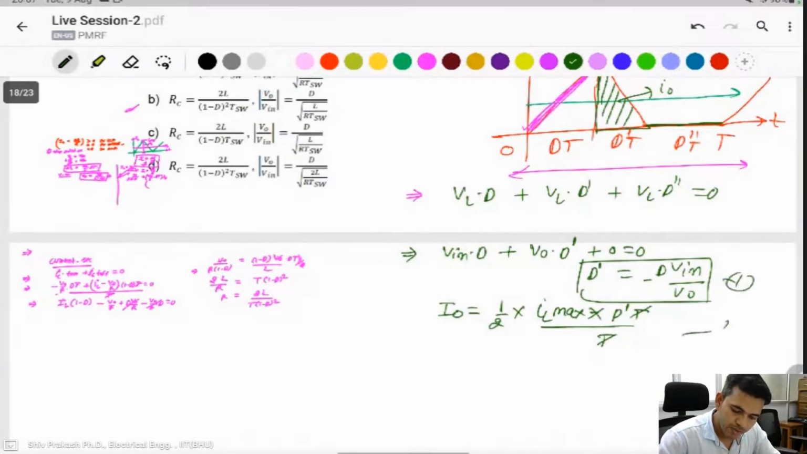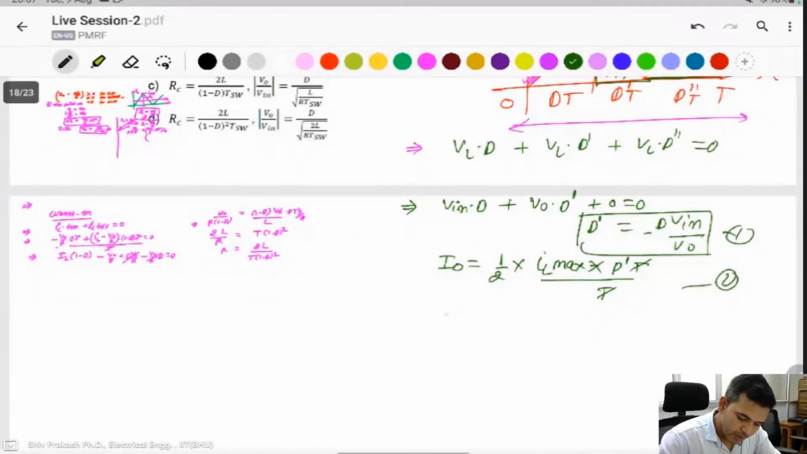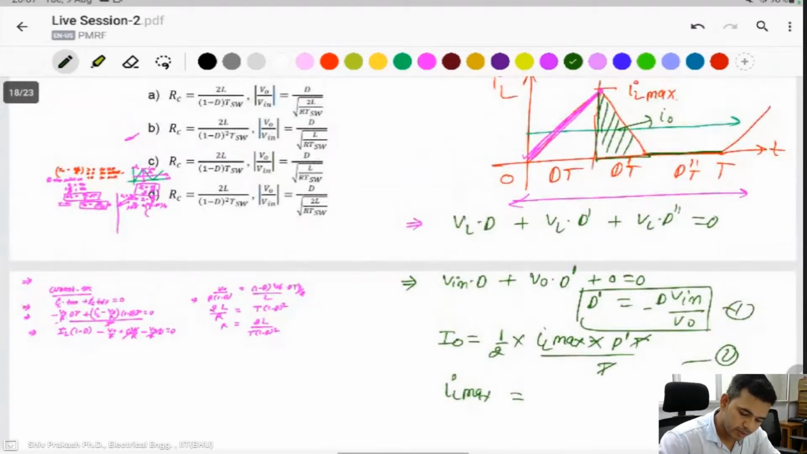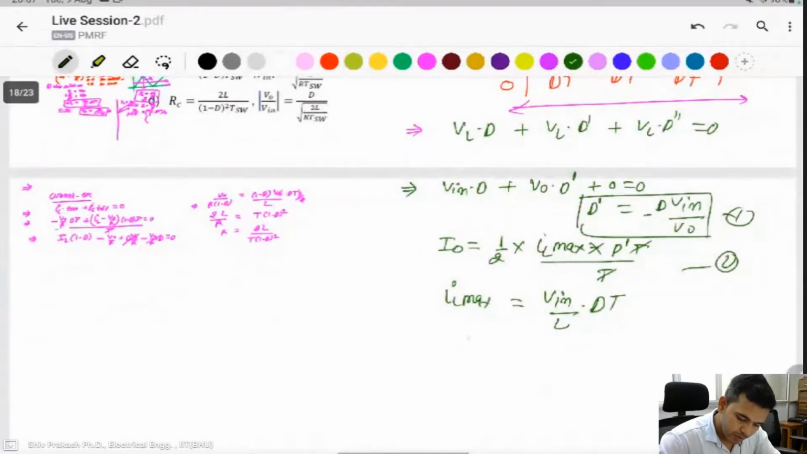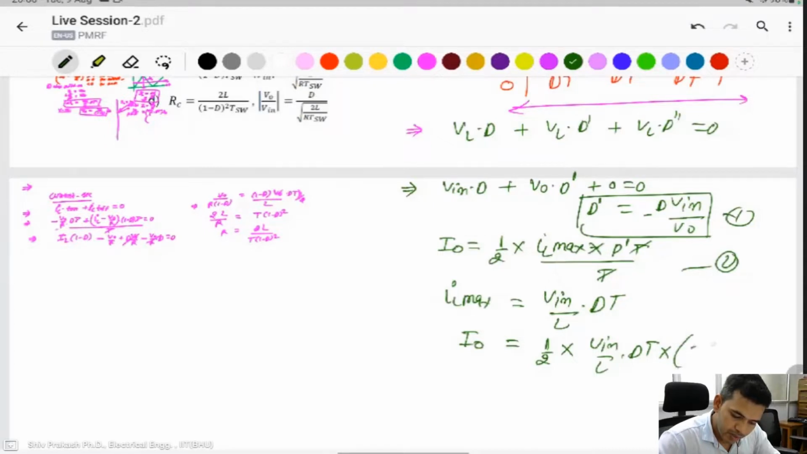Question number first and question number second. You can also find the IL max. Here you apply V in by L into dt when the switch is on. Put it here: I naught is equal to 1 by 2 into IL max, V in divided by L into dt. d dash is equal to d V in divided by V naught.